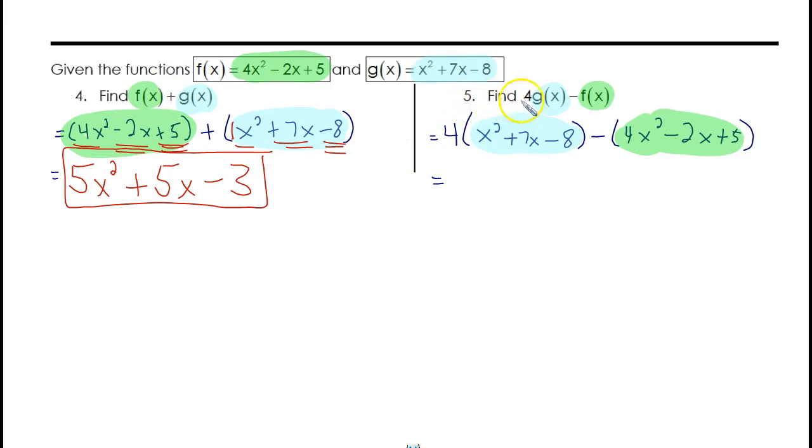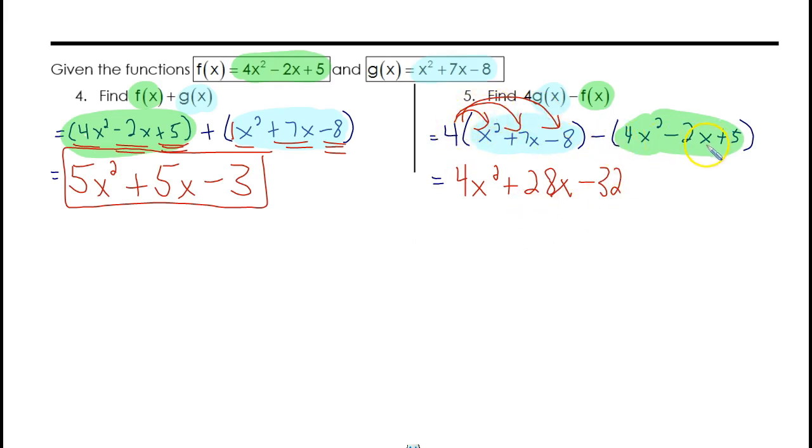In question number 5, we're asked to multiply 4 times the g function and then subtract the f function. So we're going to multiply 4 first, that little coefficient in front of the g function, or that scale factor, whatever you want to call it, 4x squared. It's 4 times x squared. 4 times 7 is 28x. And then 4 times negative 8 is negative 32. So we've multiplied everything in there.